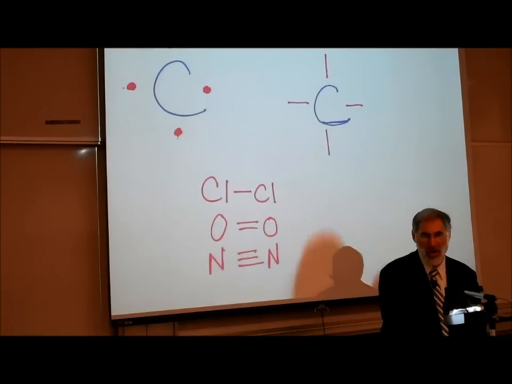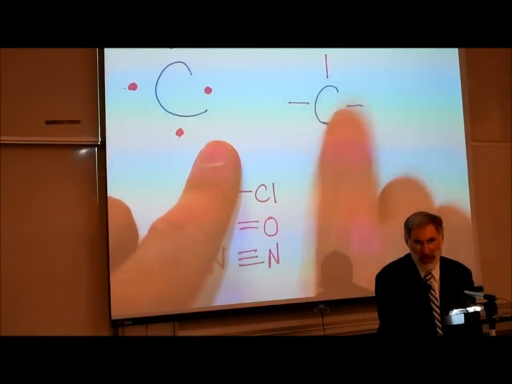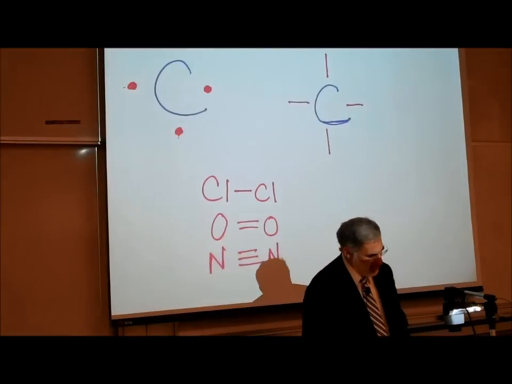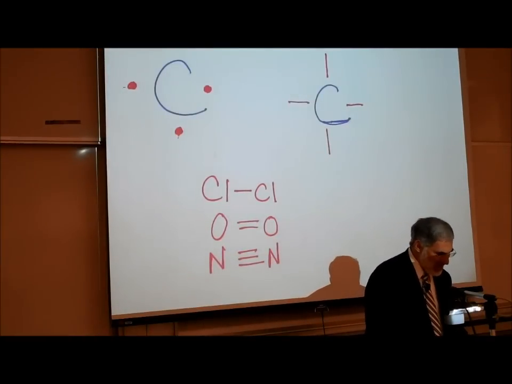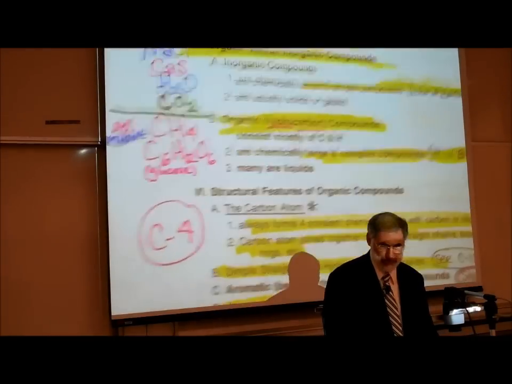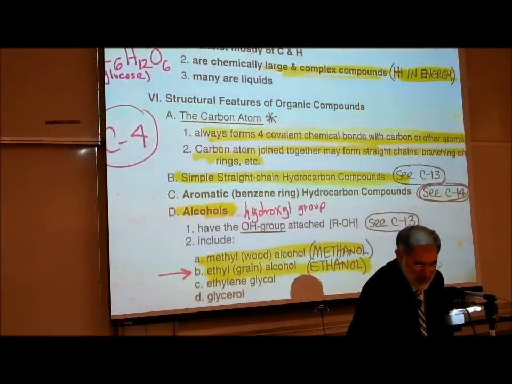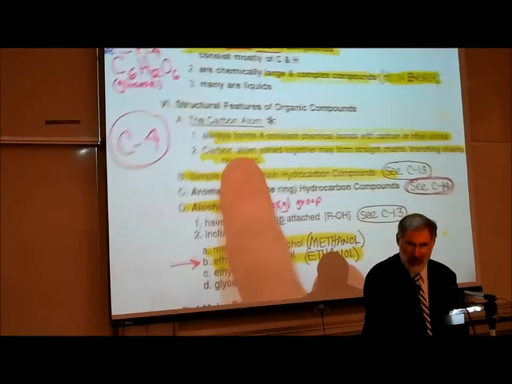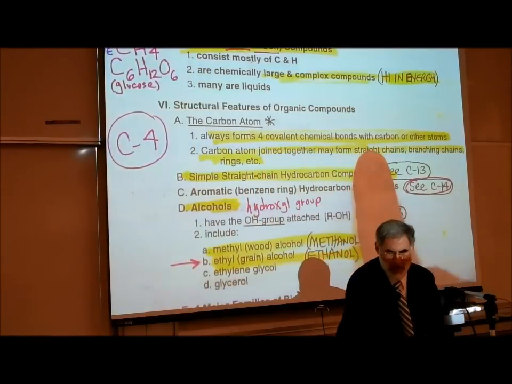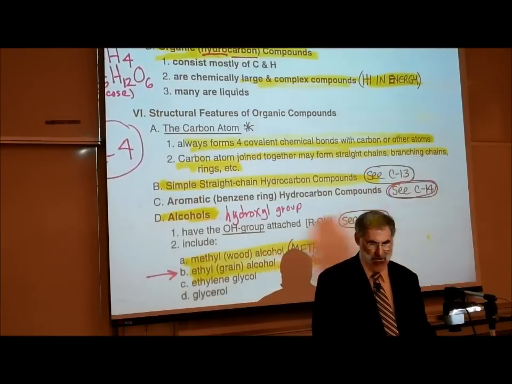So from now on, whenever we draw a carbon atom, since we now know that it always shares its 4 outer electrons, we will always draw 4 lines coming off each carbon atom. That's how it's represented. So I wrote this on page C4. On C4 we wrote, carbon always forms 4 covalent chemical bonds. Covalent means to share electrons with carbon and with other atoms.